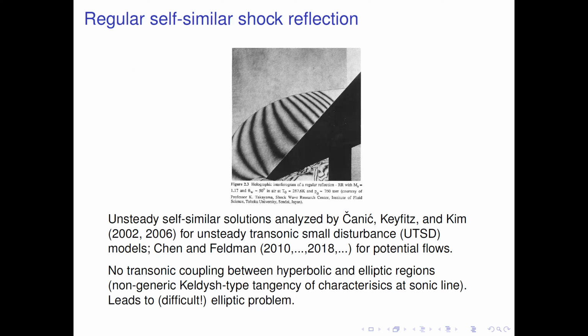The self-similar equations are equations in x over t, which is xi, say, and y over t, which is eta, and they are mixed type equations. In some regions, they're hyperbolic or supersonic. In other regions, they're elliptic or subsonic. So there's a change of type.